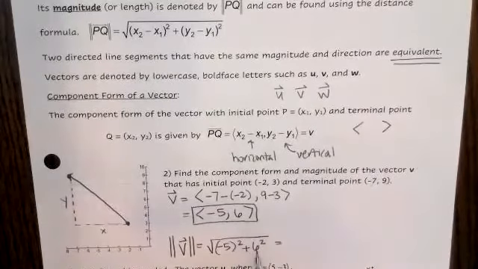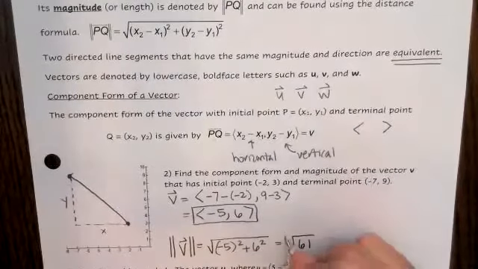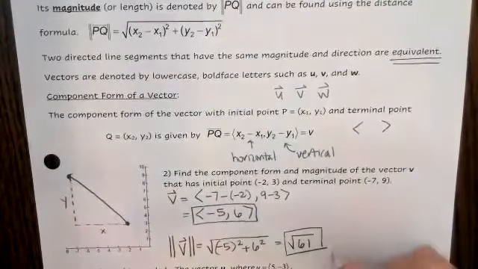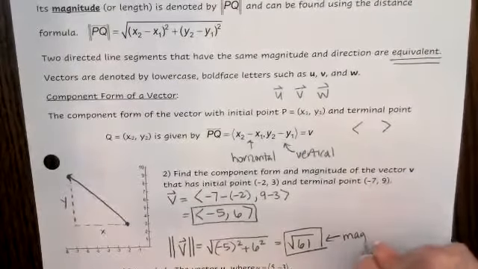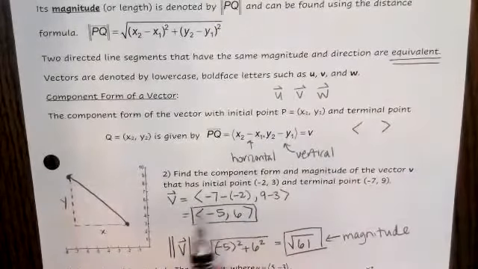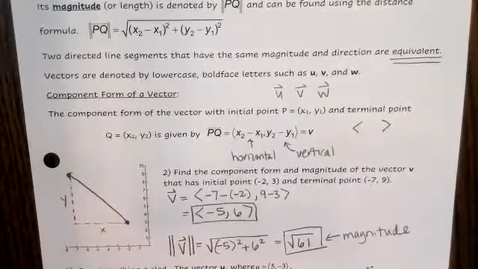We've got 25 plus 36, which is the square root of 61. You can find the decimal approximation if you want, or you can leave it as our radical in the exact form. So if asked the magnitude, that's it right there. If asked the direction or the component form, it would be this one here.